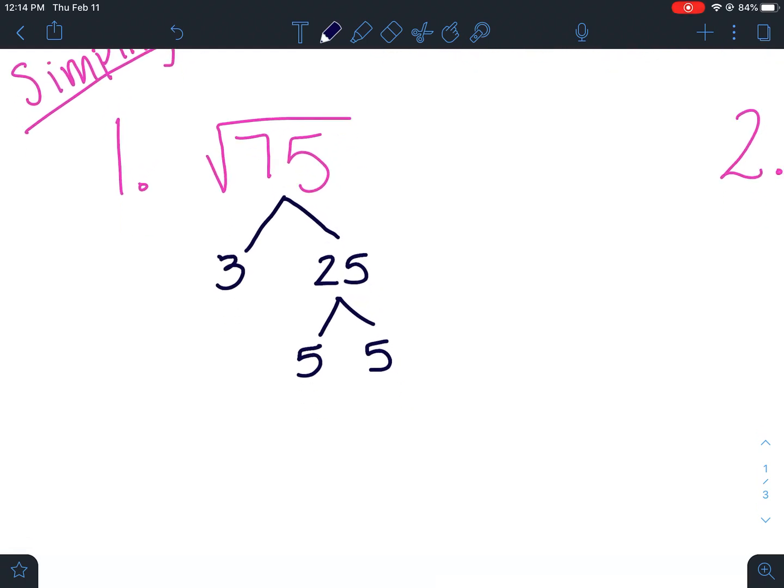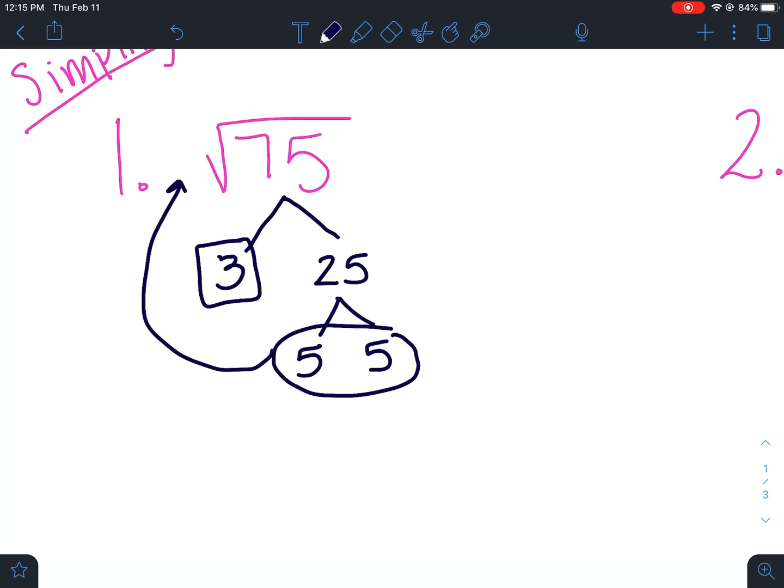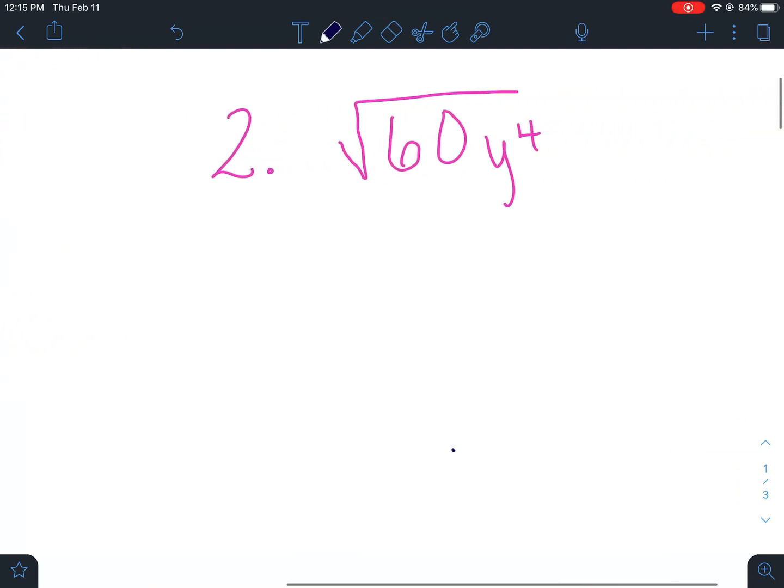Now when we are simplifying, you want twins, only pairs of 2, to go outside. Losers who have no friends stay inside and get multiplied. So here my 5 goes to the outside, and my 3 is lonely and stays inside.